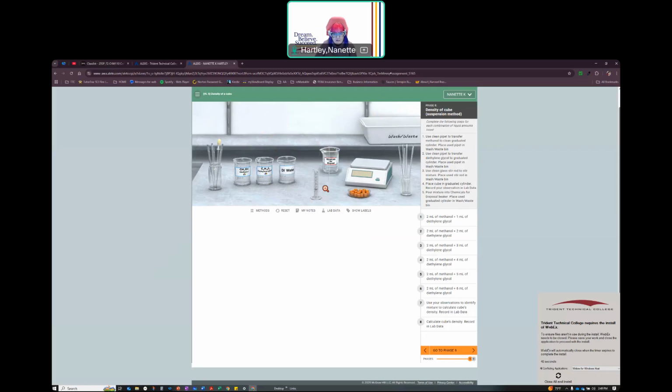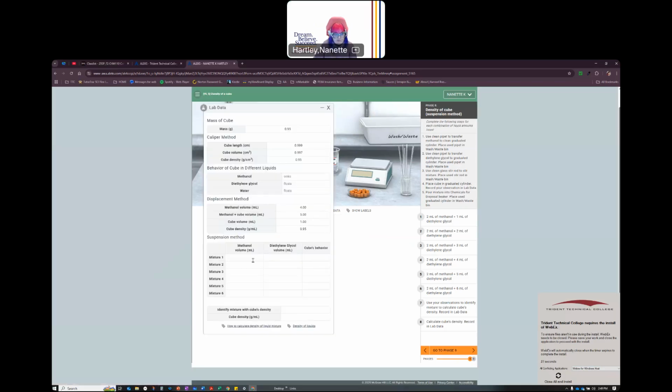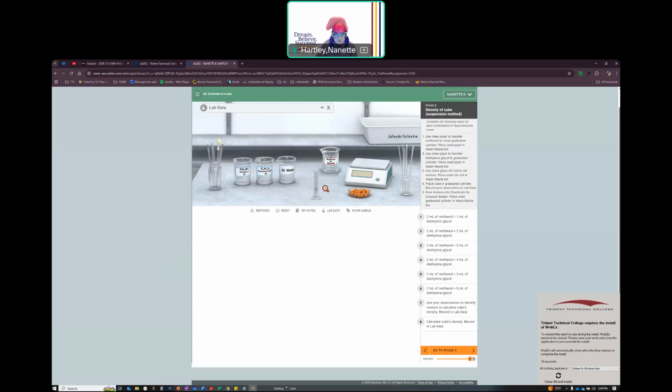There. Stir rod to stir it. There. 1.00. Cube in there, and it's 6.